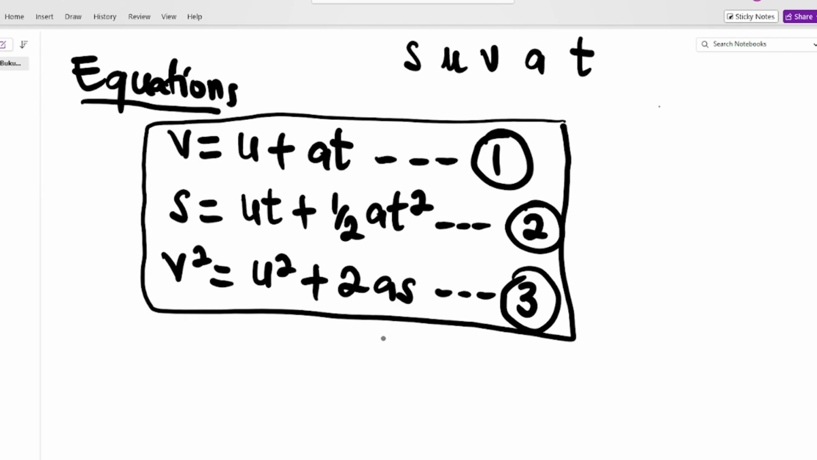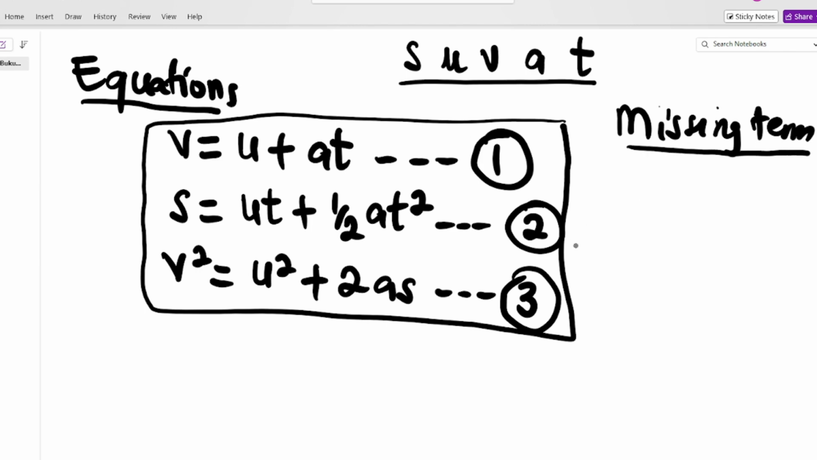So you see, in each of them, there is something missing all the time. Among the SUVAT, in each of them, there is something missing. In the first equation, let me put it generally at the top here. So let me write "missing": the missing term.